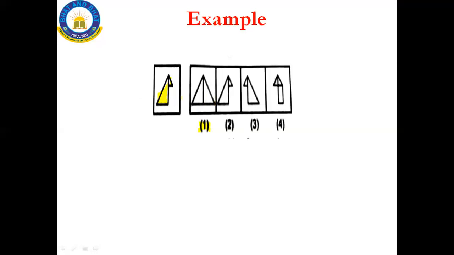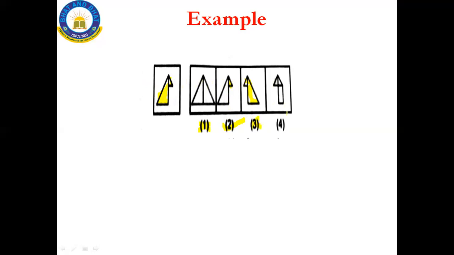Now, the second one, see, a triangle and then the small triangle. Yes, it is the correct answer. Now, let us try the third option. Yes, here is also a triangle and then a small triangle also. Why is it not the answer? Because the position of the small triangle is different. It is facing towards the right, but it is in the left. So the third one is not an answer.